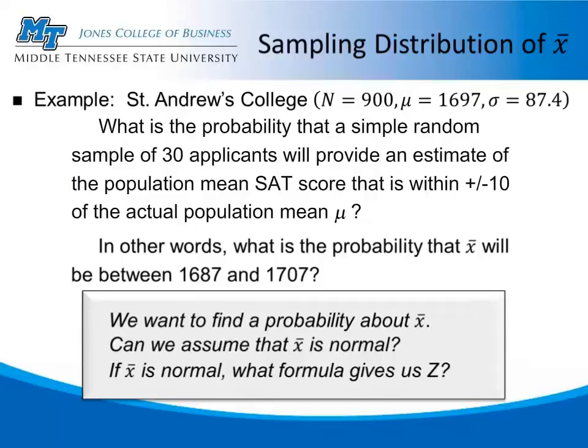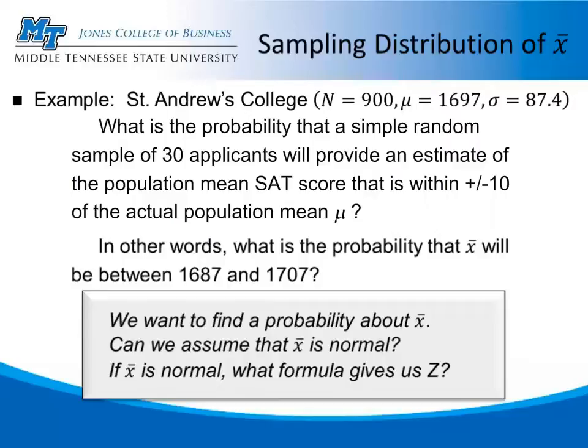So we're assuming that the mean is 1697. If we go 10 units below that, we're going to be at 1687. If we go 10 units above that, we're going to be at 1707. So the question is, if the mean is 1697, what is the probability that the sample mean, we just take a random sample of 30, what is the probability that the mean in that sample is going to be between 1687 and 1707?